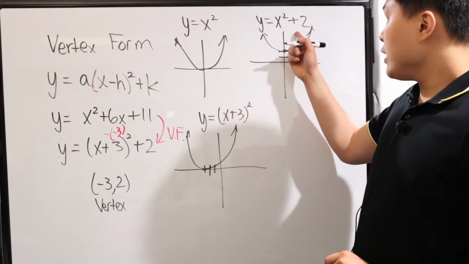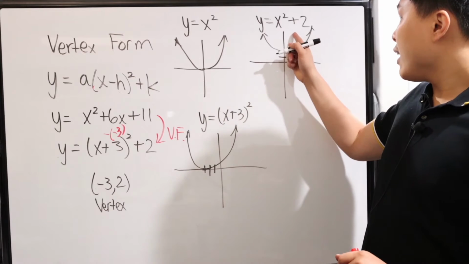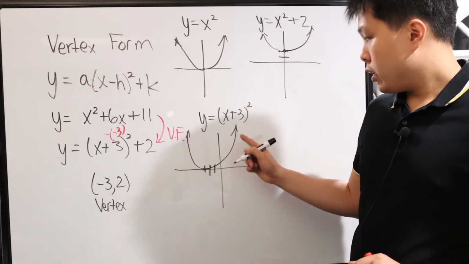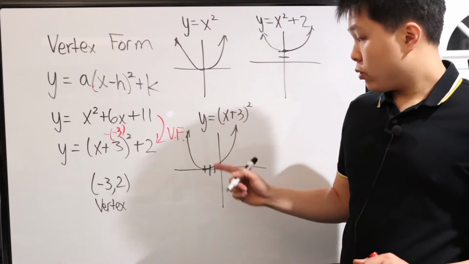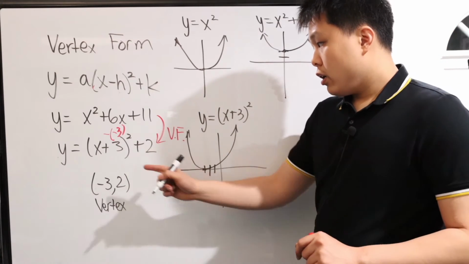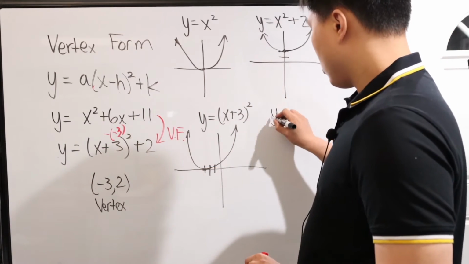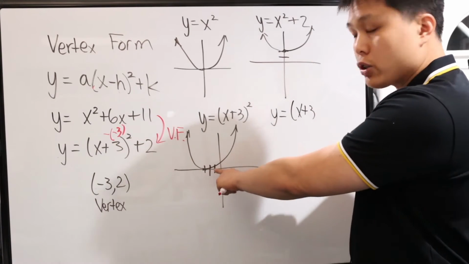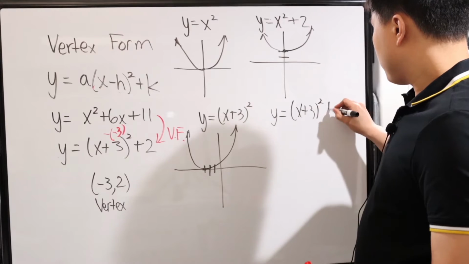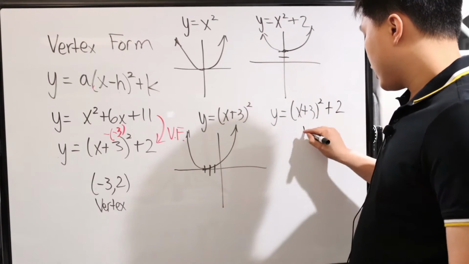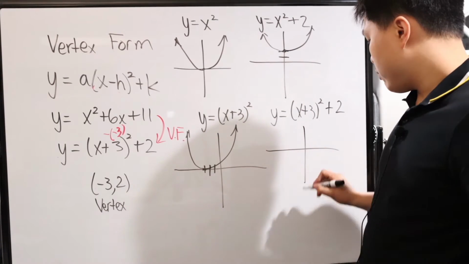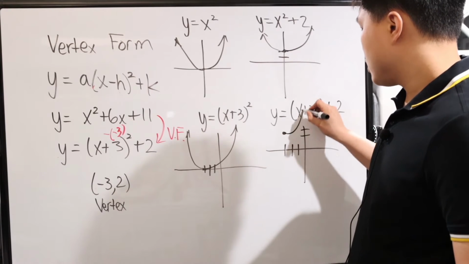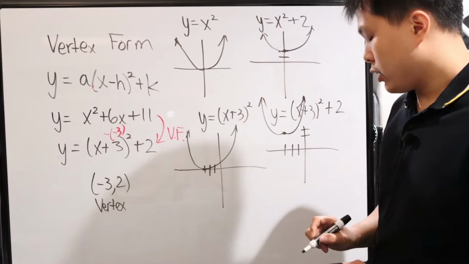So, if on the outside, not in the square itself, you have that number plus 2, it moves everything up 2. Inside moves it left, or in this case left 3, right? If I were to combine it, y equals (x plus 3) squared, plus 2, we know that moves everything up. The actual graph itself: 1, 2, 3, 1, 2, this is where your vertex is, and then your graph is going to look like that.